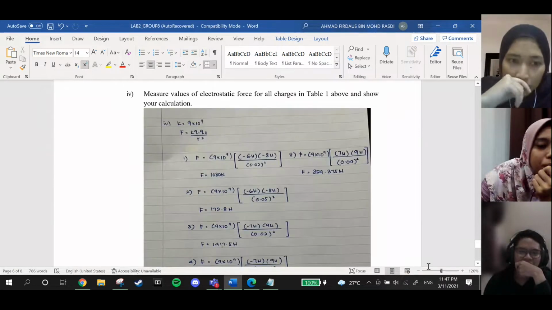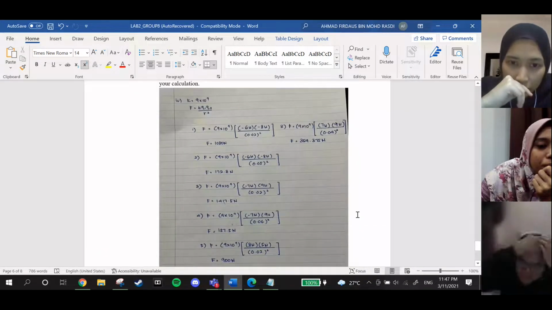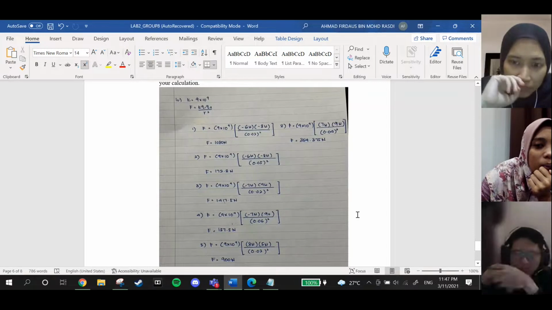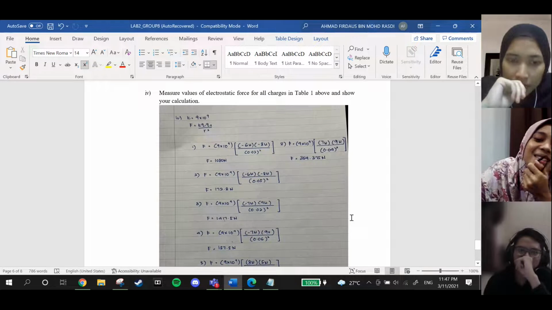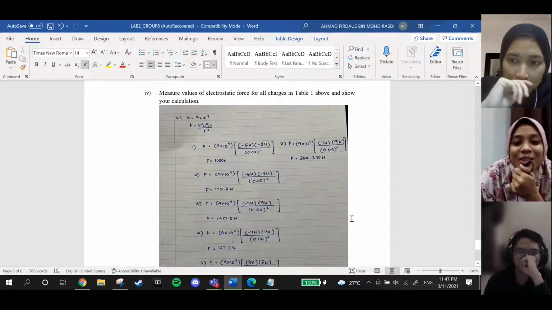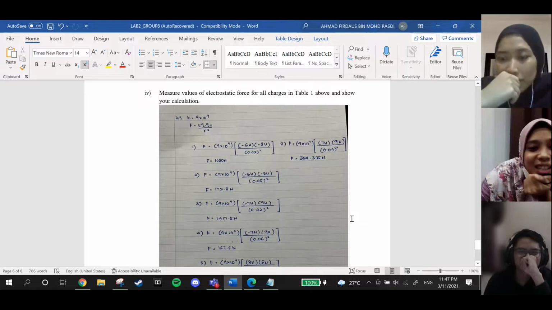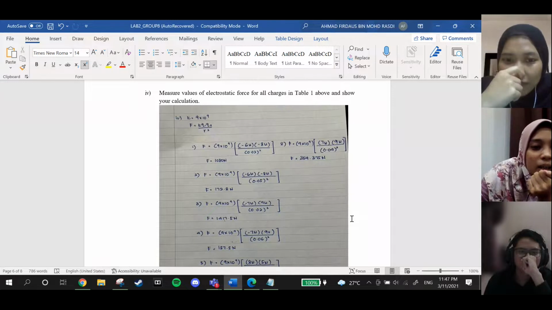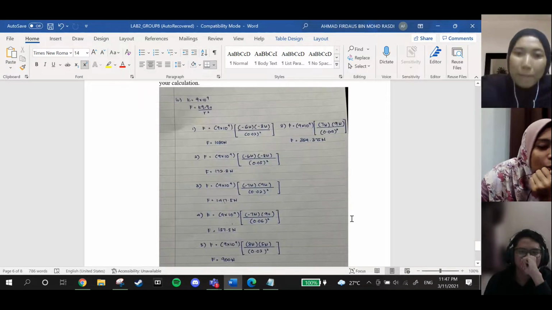Next is, okay. So this question asks us to measure the value of electrostatic force for all charges in Table 1. So this is all the force that has been calculated, and we compare the results between the simulation and calculation. So the result is quite similar.